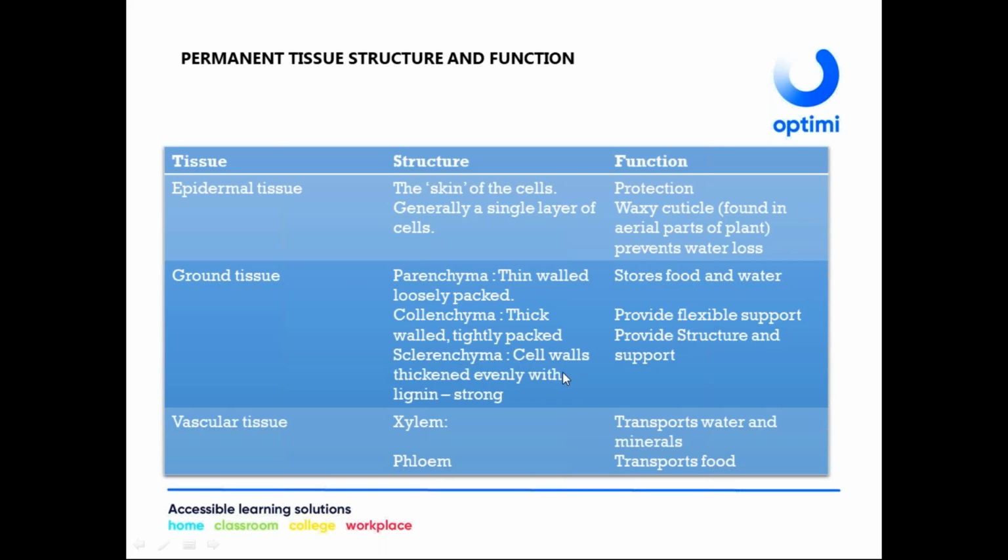The sclerenchyma cell walls are also thickened. They're thickened with lignin, which makes them very strong, stronger than the other ground tissue. The sclerenchyma's function is to provide support within the plant. Then we have vascular tissue, and under vascular tissue we've got the xylem, which transports water and minerals, and the phloem, which transports food. Food that was photosynthesized in the leaves is transported through the phloem to other parts of the plants where it is needed.